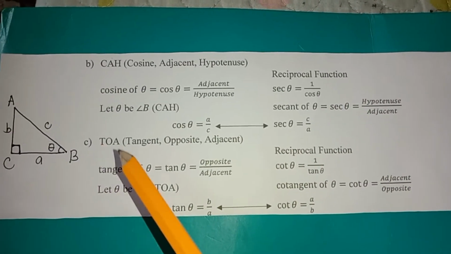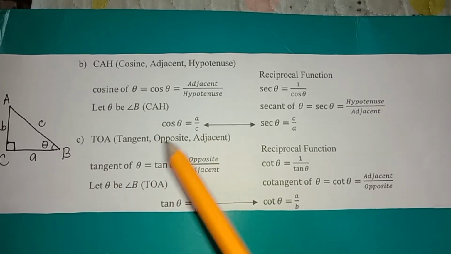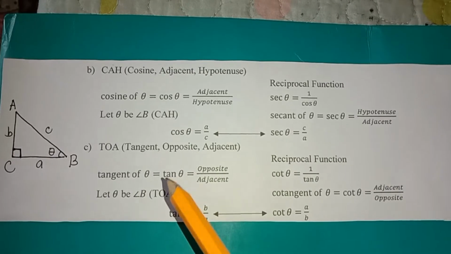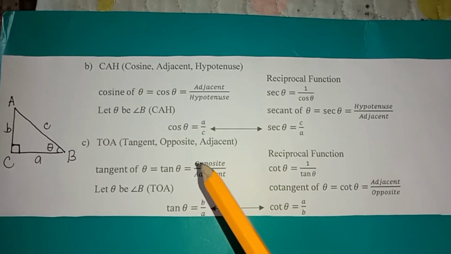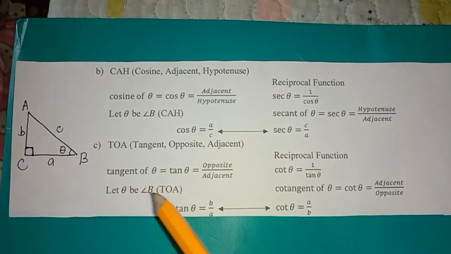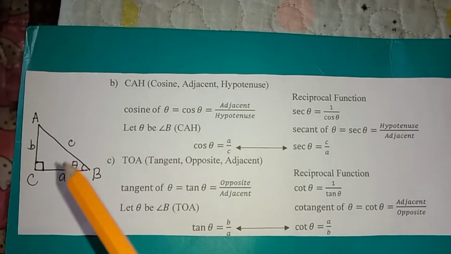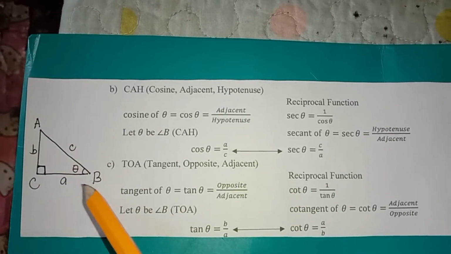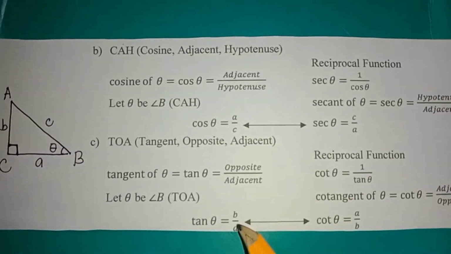Let's discuss this one. Letter C, TOA. Tangent, opposite, adjacent. Again, tangent, opposite, adjacent. Tangent of theta equals opposite over adjacent. So, muna siyang formula, opposite over adjacent. If let's have theta be angle B, if this is our reference angle, so opposite niya is B over adjacent, which is A. So therefore, tangent of theta equals B over A.